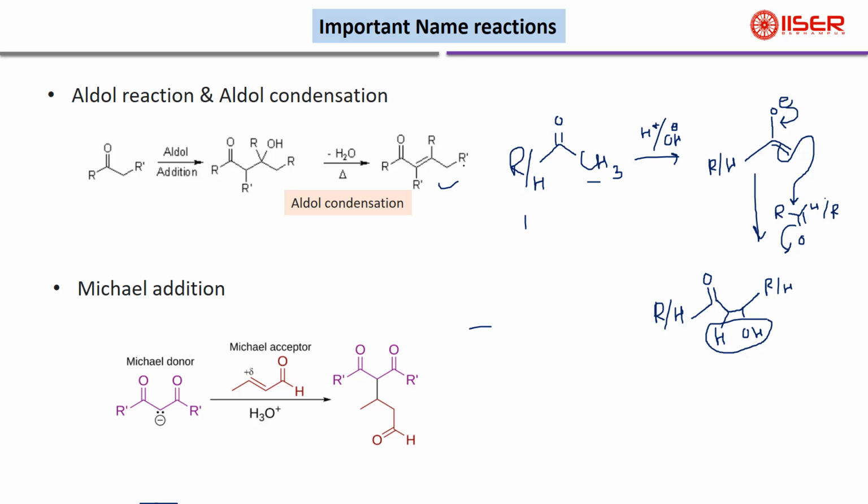Next one is Michael addition. If you have an alpha beta unsaturated compound and we add a nucleophilic source, instead of attacking this electrophilic center, due to high conjugation with this carbonyl compound, this carbon atom also has an electrophilic center. So instead of the carbonyl carbon, it attacks this beta carbon. This is called Michael addition. The nucleophile is called Michael donor and this alpha beta unsaturated compound is called Michael acceptor.